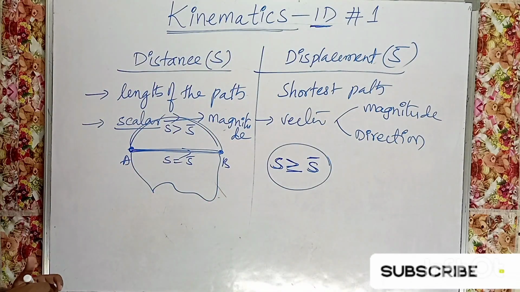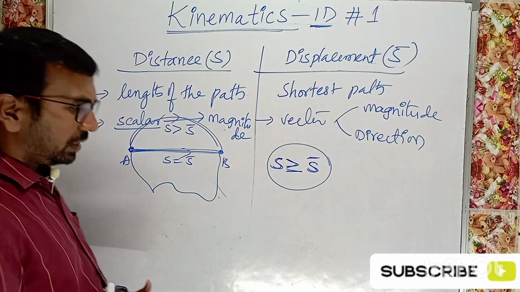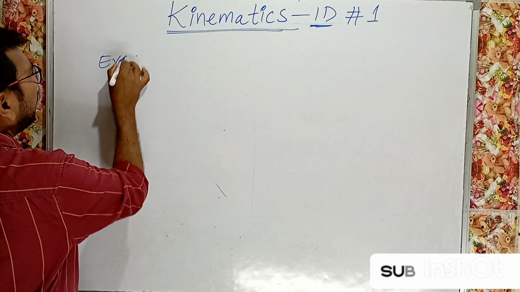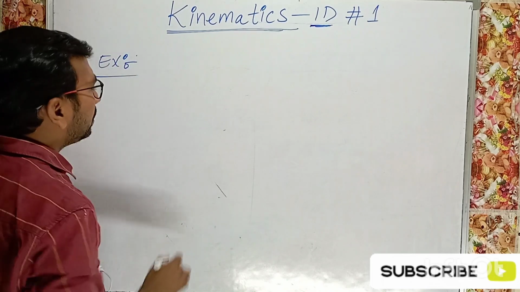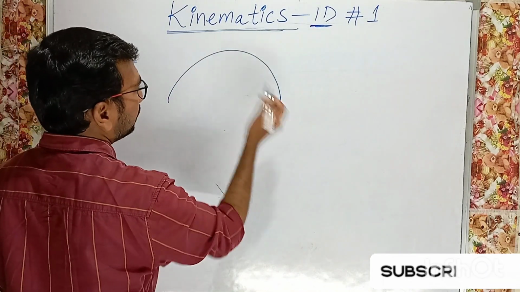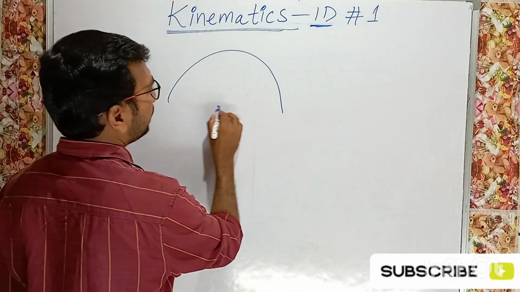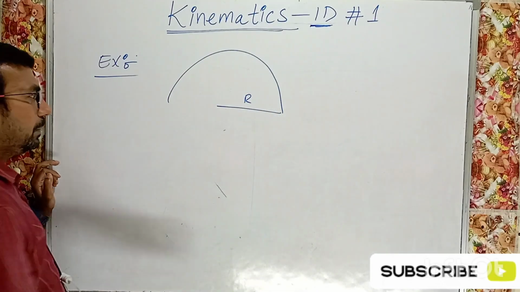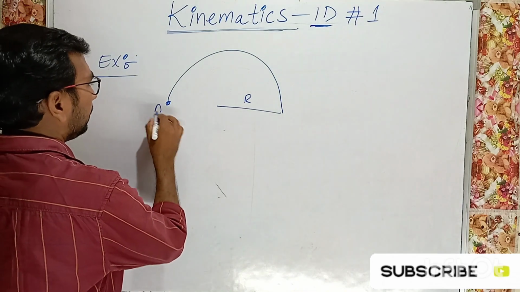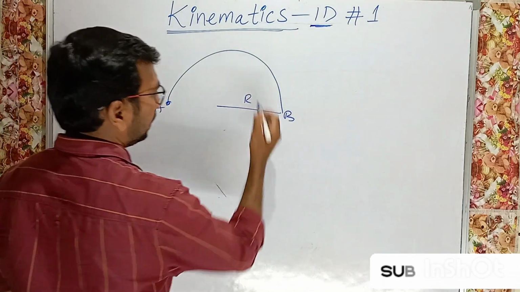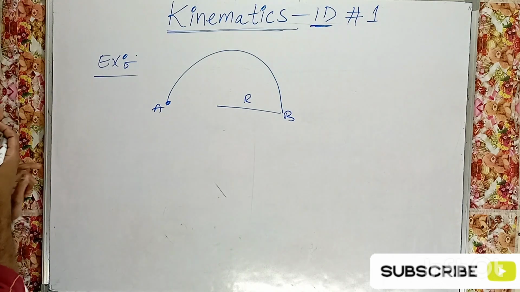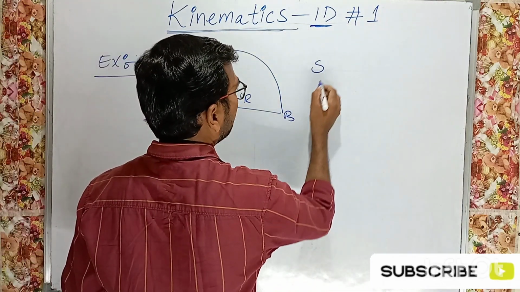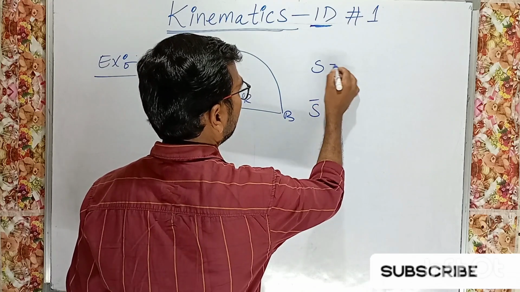So you can see some numericals based on distance and displacement. For example, a person moves along a semicircular path of radius r. This is point A and this is point B. The question asks what distance and displacement the person covers. What is the distance? What is the displacement in this case?